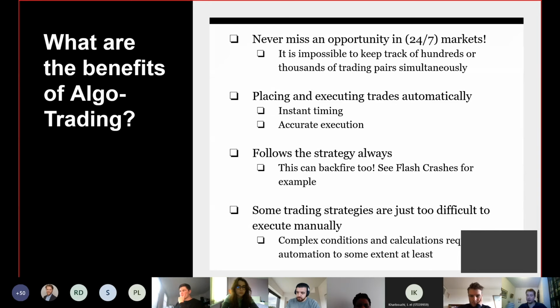It's not like the price hit 50,000, you looked at your phone, and it was already 50,500 at that point. So there could be something you missed, just because of the delay of looking at things manually.